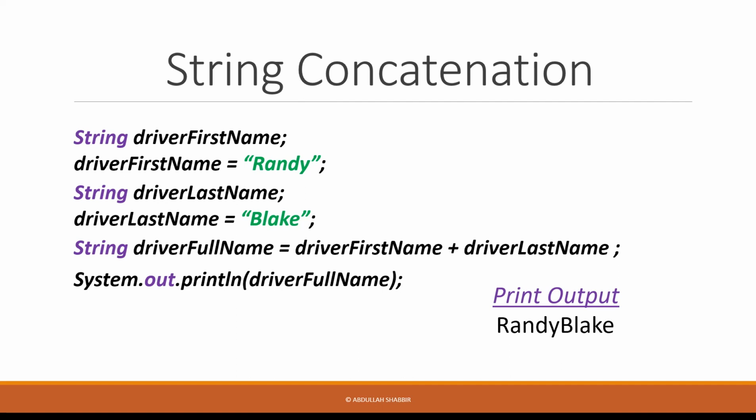So let's see how we can add an extra white space in here. What I'm actually doing is I'm concatenating the first name plus a string with the white space in it plus another string which has the last name in it, which made our output become Randy space and then Blake. Perfect. You can now also use string concatenation to join strings with numbers.